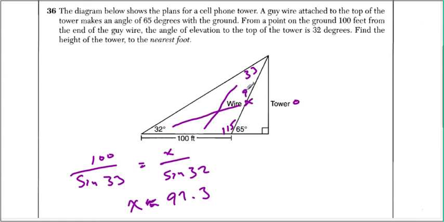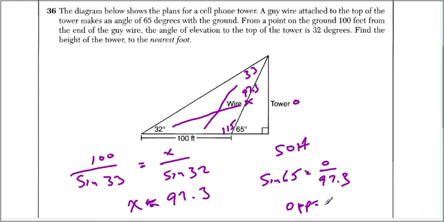So 97.3. This is a right triangle, so that's SOHCAHTOA. So we have sine of 65 is equal to the opposite over 97.3. Gives you the opposite is equal to 88, roughly.